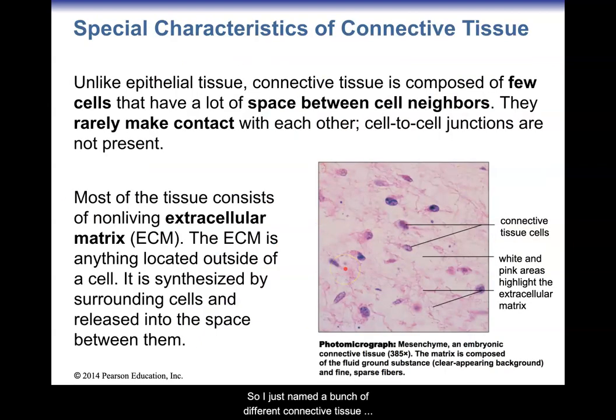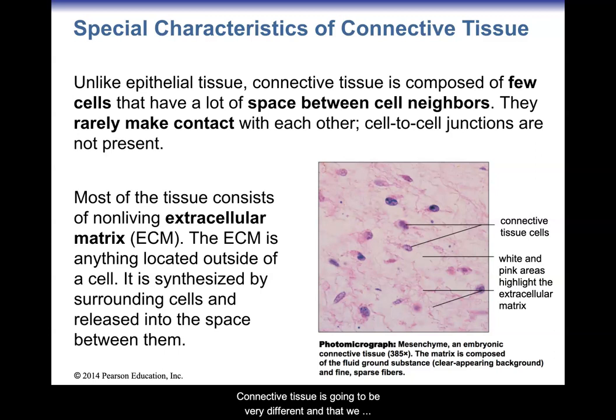So I just named a bunch of different connective tissue types. How are we categorizing these as connective tissue? They seem quite different. Well, if we think back to epithelial tissue, those cells were very tightly packed. They had no space between their neighbors. In fact, they liked to form special junctions between their neighbors to be even more tightly adhered together.